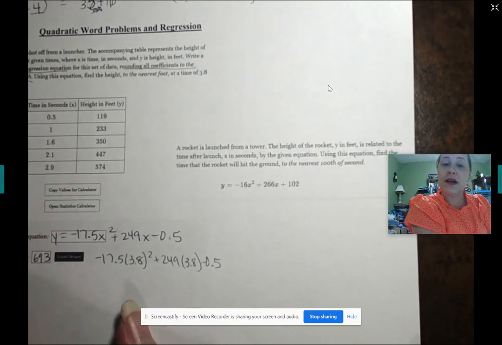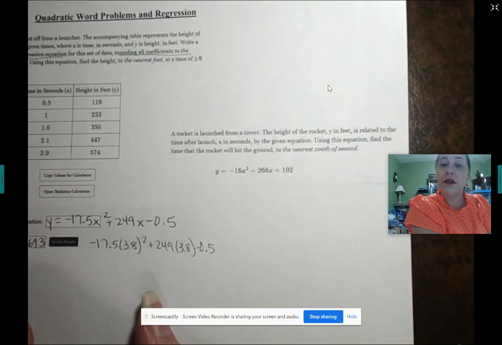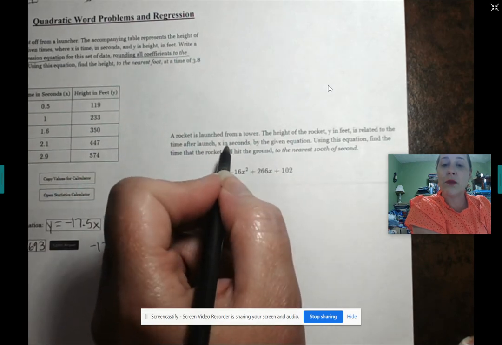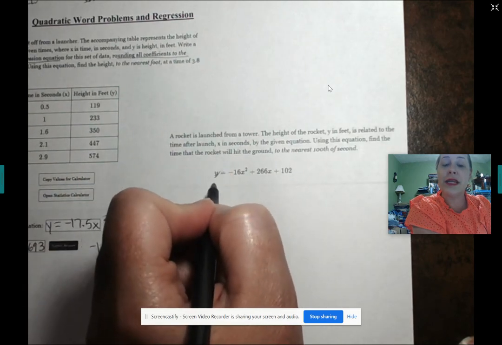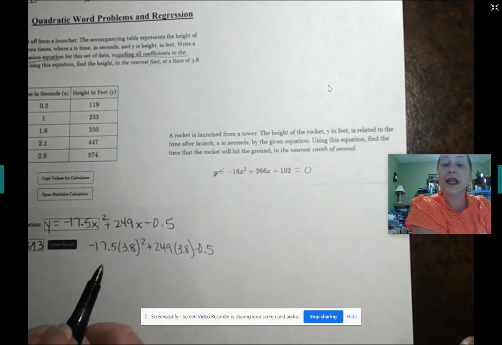It says a rocket is launched from a tower. A height of the rocket is related to the time after the launch. Using this equation, find the time that the rocket will hit the ground. So x is seconds and y is height. So we want to know, when is it going to equal 0? When is the height going to equal 0?